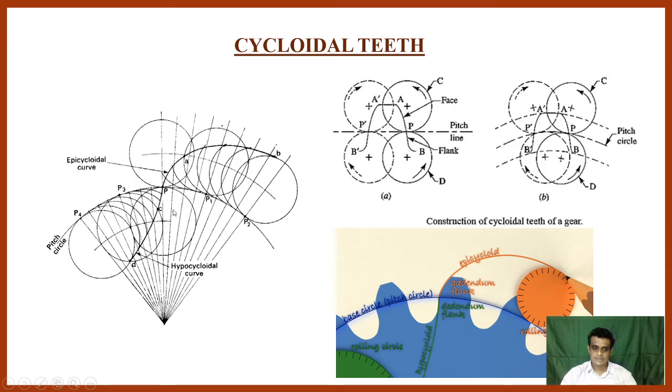Again, in the same way, the same circle you have to consider inside of this pitch circle. Again, we allow it to rotate without slipping, which traces the second curve, which is the hypocycloidal curve.